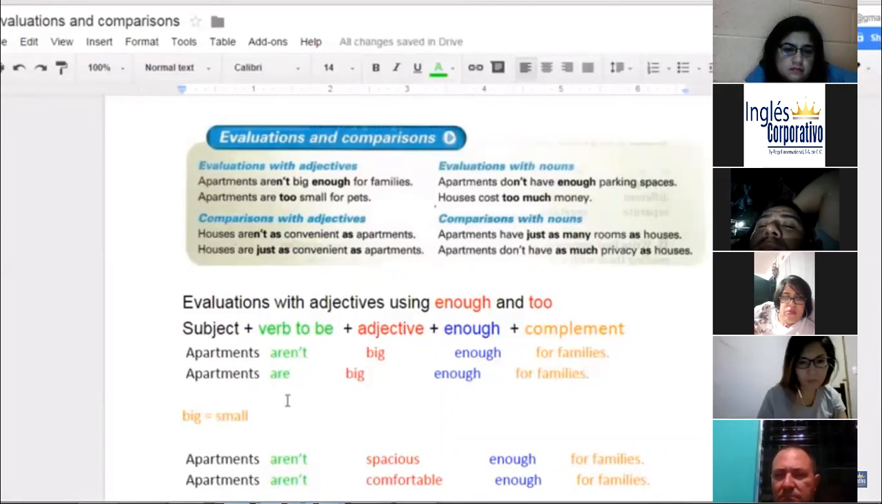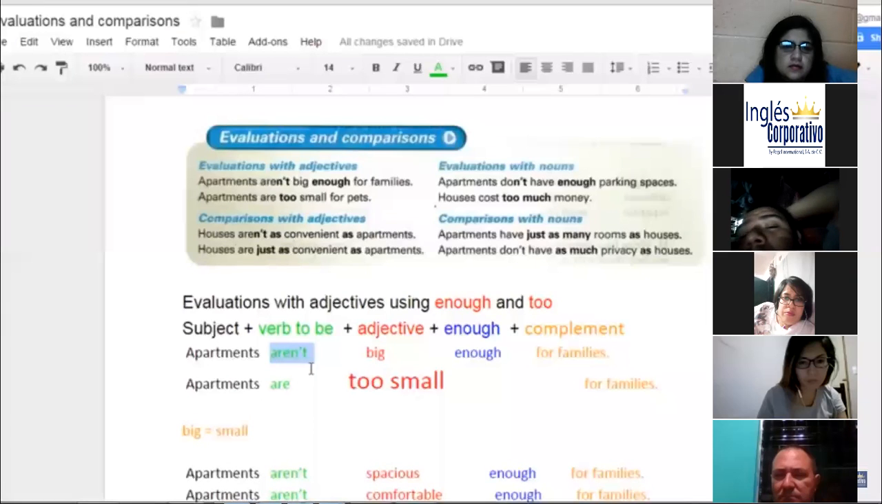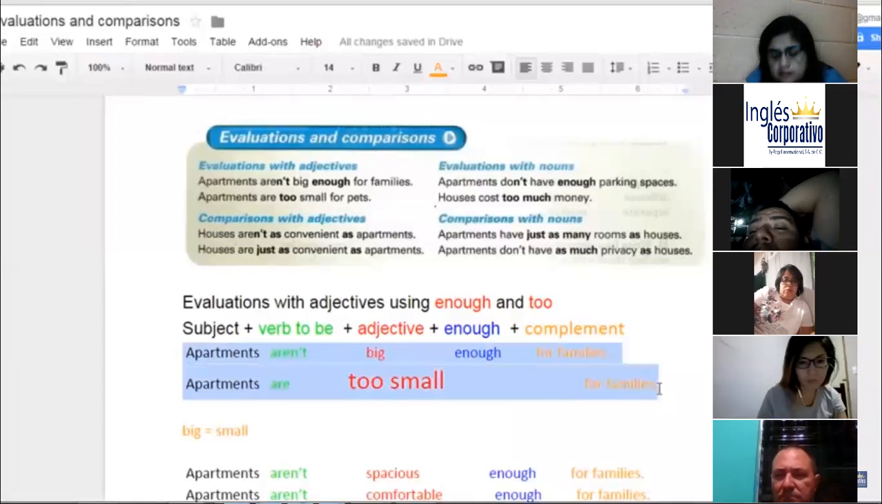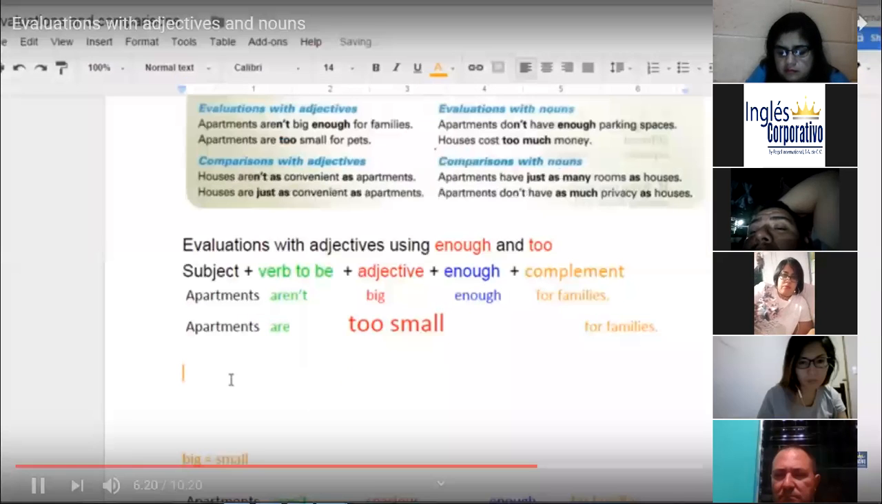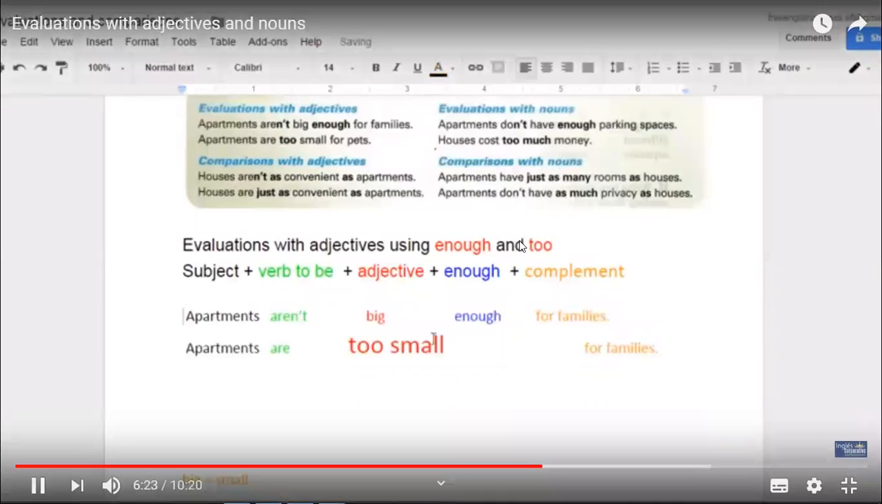So in this case, I want you to notice what's going to change. I'm going to say apartments are. And what I'm going to do is I'm going to include two small. So the only thing that changes is that I'm no longer using the verb to be in its negative form, but now I'm using it in its positive form. And then I'm including two plus the adjective small. And I'm saying for families. So what I want you to notice is that these two sentences, these two evaluations are the same thing. The only thing is that I'm expressing them in different ways.